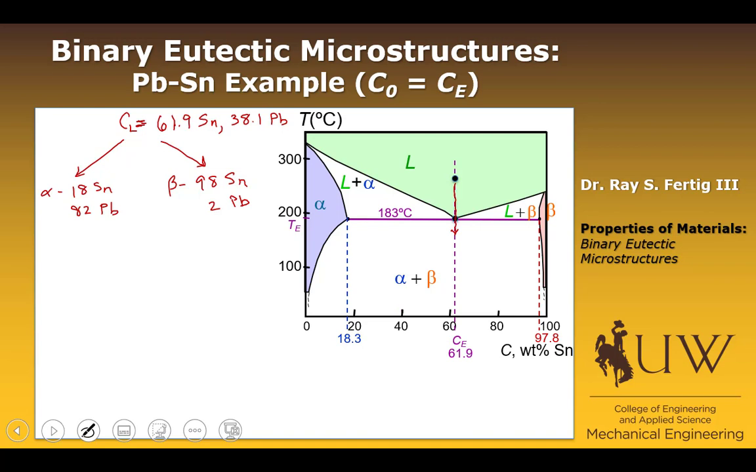Okay, so hopefully what you're thinking is, well, how can I take something that has 61% or 62%, let's say, tin, and now I have to create two phases, one at 18%, one at 98%, and then the lead, the alpha has 82% versus the 38.1 of the liquid. How can we do this? Well, hopefully you're seeing that what's required here is diffusion. And it's significant diffusion.